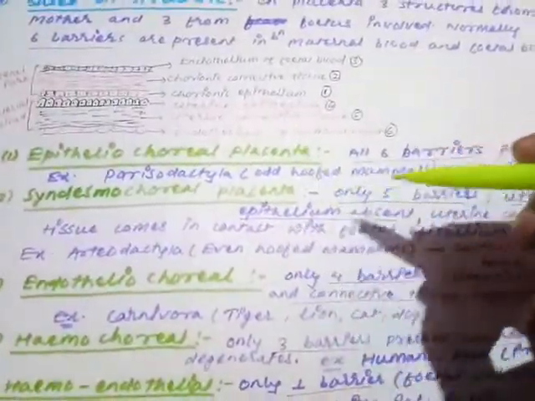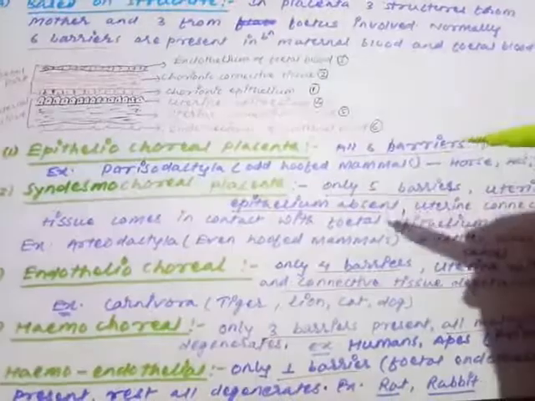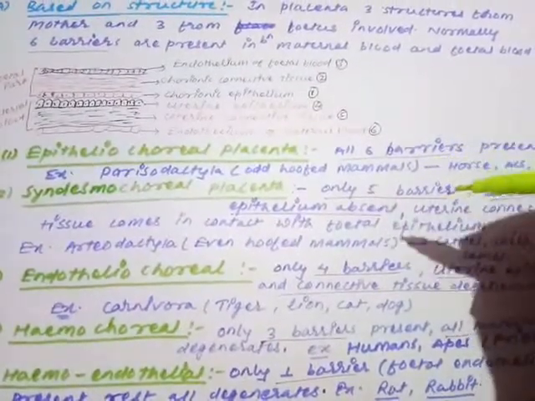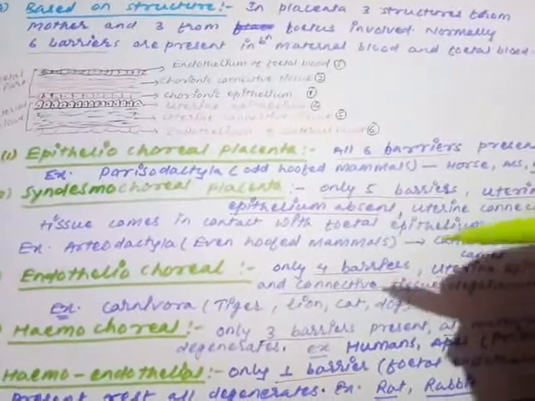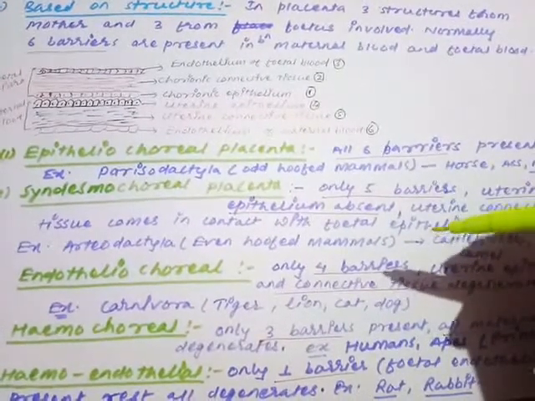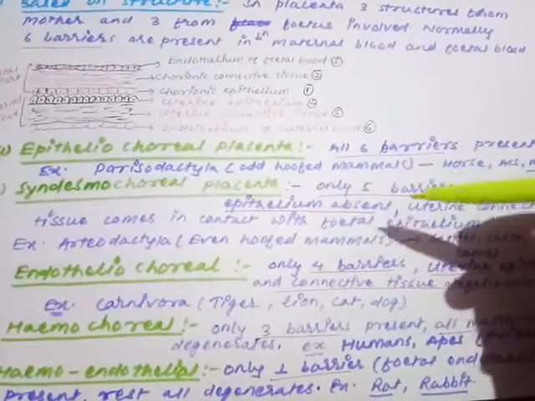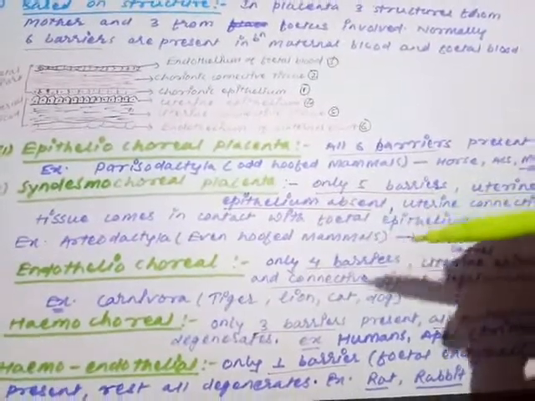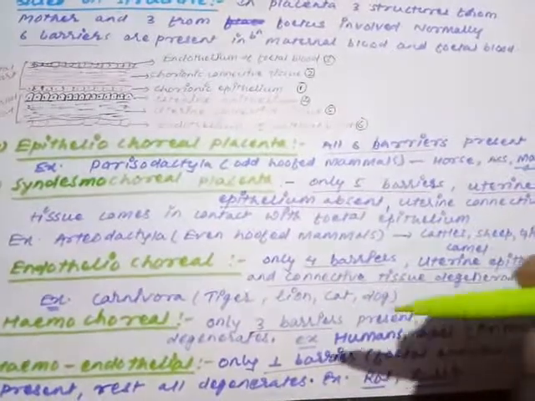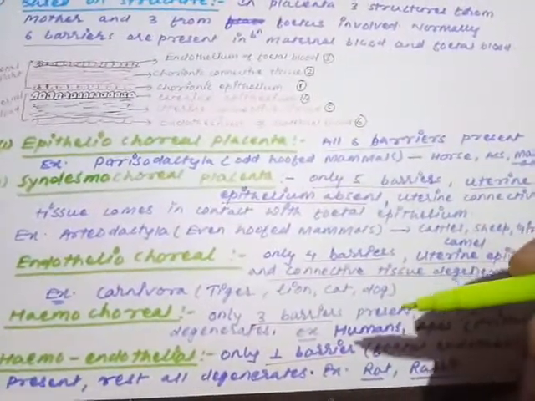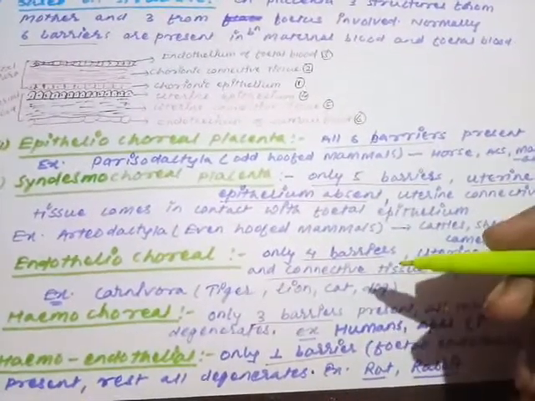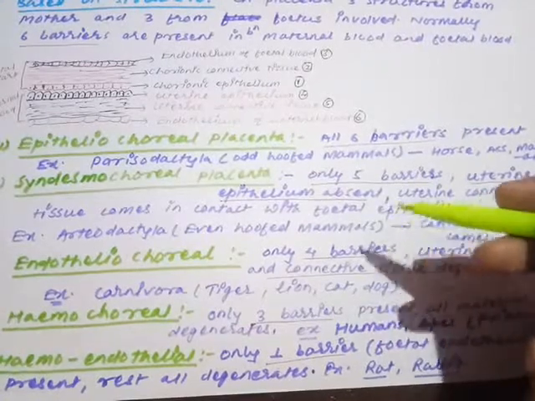So now it is clear to you all. Epitheliochorial, all 6 barriers present. Syndesmochorial, 5 barriers present. So what has degenerated? Uterine epithelium. Endotheliochorial, only 4 barriers are present. Means what? The 2 layers will be degenerated: uterine epithelium, uterine connective tissue. Hemochorial, the endothelium of the maternal blood vessel is also going to degenerate, and the maternal blood will come in contact with the chorionic epithelium.